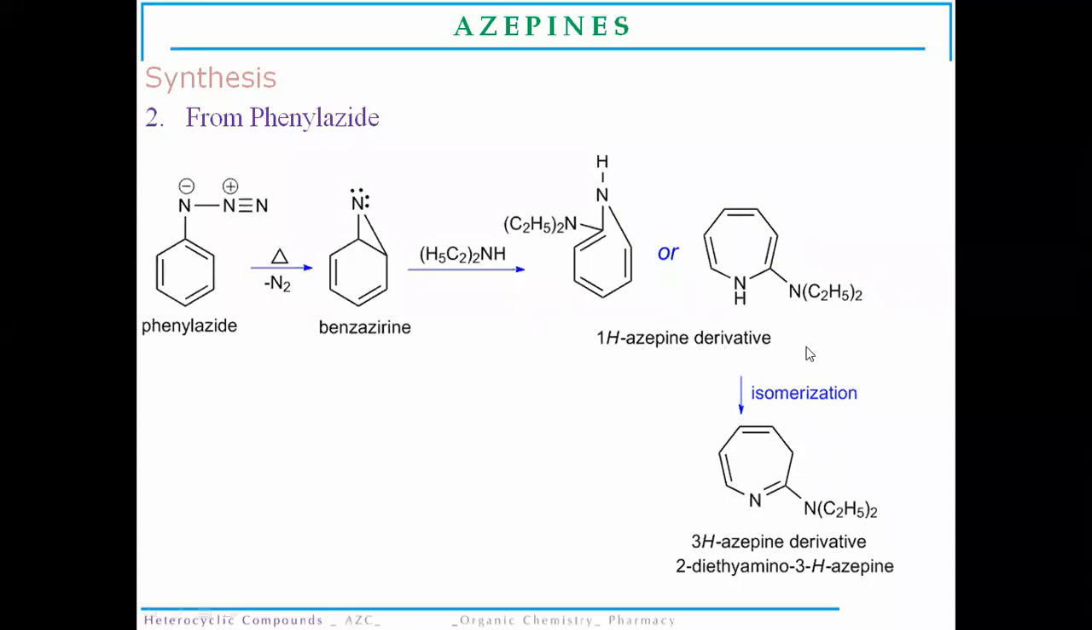And the substituted 1-azepine derivative undergoes another isomerization step to synthesize a stable compound, that is 3H-azepine derivative, as it is substituted. So the name of the compound is 2-diethylamino 3H-azepine. Now this is an important point which we are going to keep in mind, that 3H-azepine is one of the favorable stable structures of azepine.